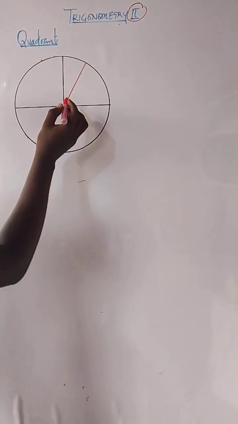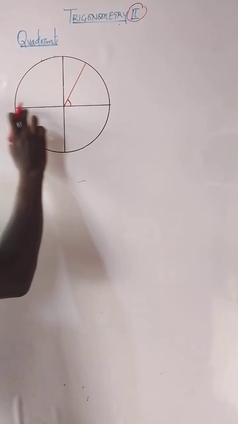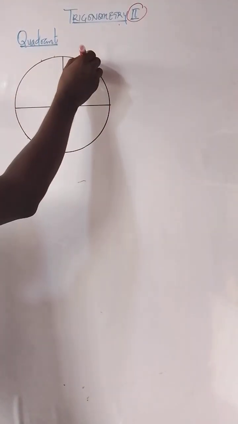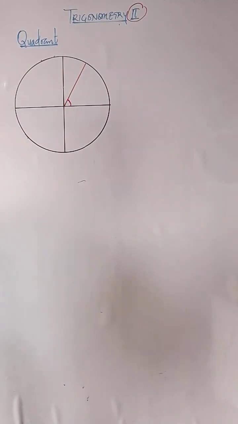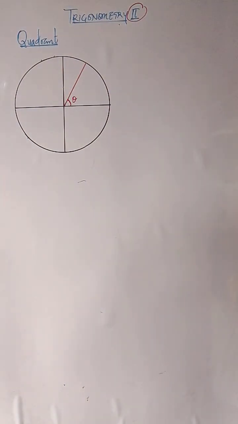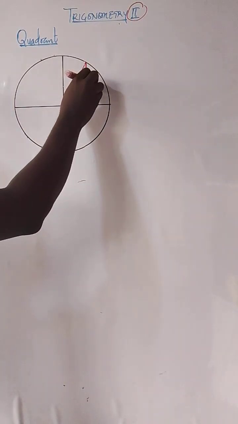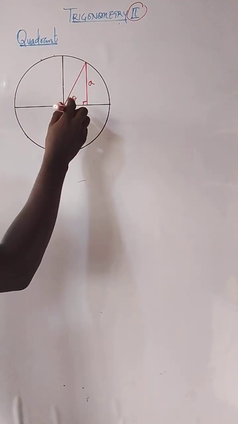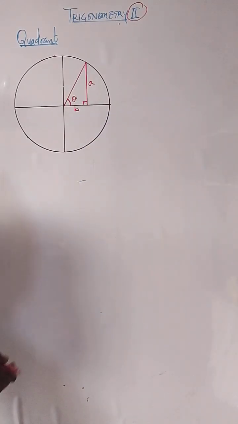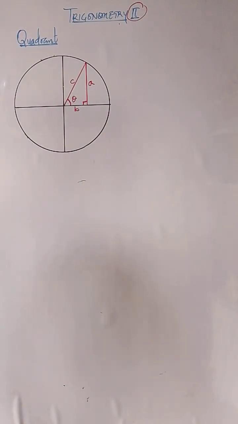Obviously, this particular radius made an angle theta to this horizontal line. So let's draw this vertical line down here, which will be the opposite to this angle theta. This is the opposite, let's call it A. This is the adjacent, let's call it B. And this is the hypotenuse, let's call it C, which is the radius.